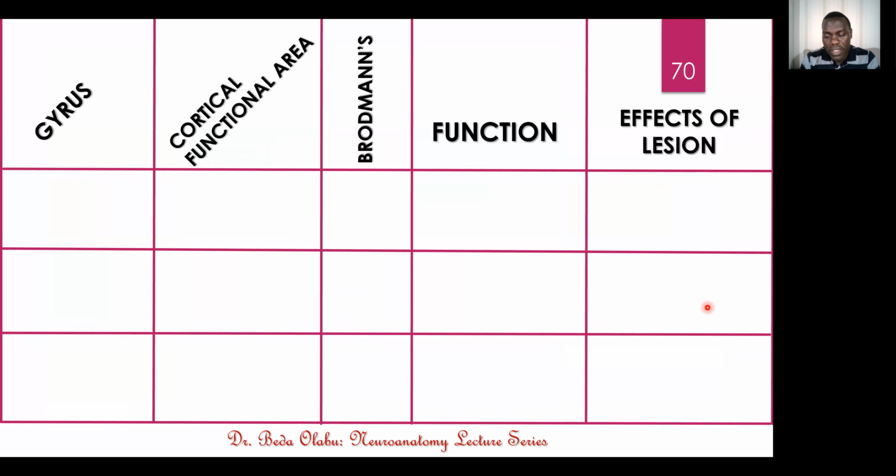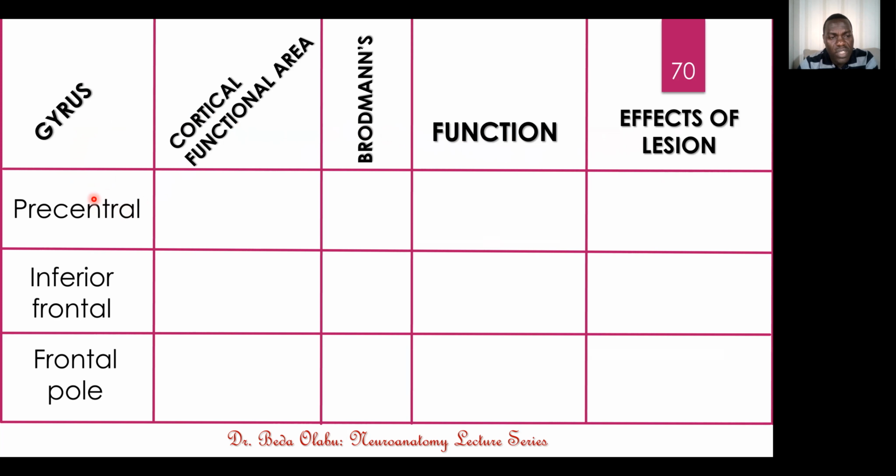So let's do this. We agreed that we are going to name gyri. We are going to give names to the cortical functional area. We are going to give a Brodmann number. We are going to state the role of that area, and we are going to state the effect of injury in such a region. One of the gyri that we've named is the Pre-Central Gyrus. We've also mentioned inferior frontal gyrus, and we've mentioned frontal pole. Let's start with these 3 first.